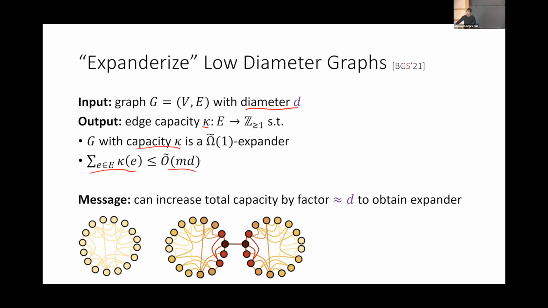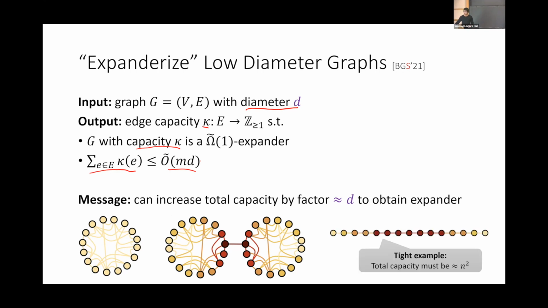But within polylog factor, this is tight. Because, for example, if the graph is a path, then you need to increase the total capacity to be something like n squared, so that the whole graph is an expander. The weight here should be something like n, the weight here something like n/2, and so on. So it's tight up to polylog factor.